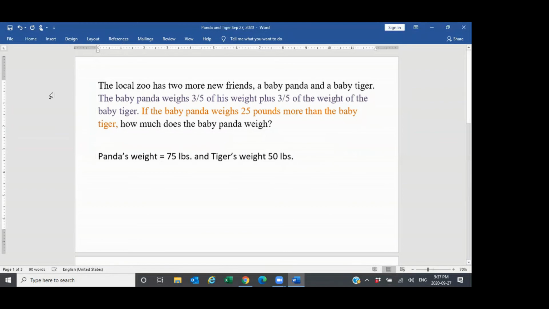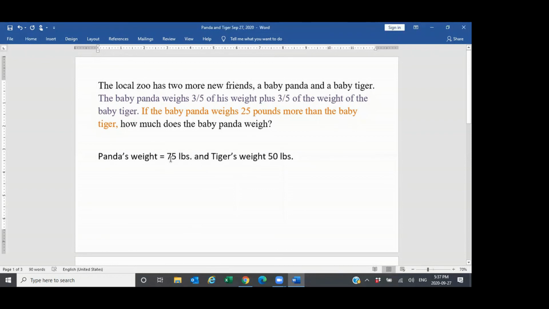It says the baby panda weighs 3/5 of his weight. 3/5 of 75. So that's 75 divided by 5. Before we did 5 times 15, and that was 75. 75 divided by 5 has to be 15. Now it asks 3/5. If 1/5 is 15, then we do 3 times 15, which is 45.